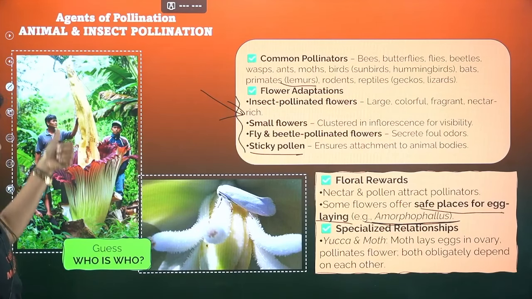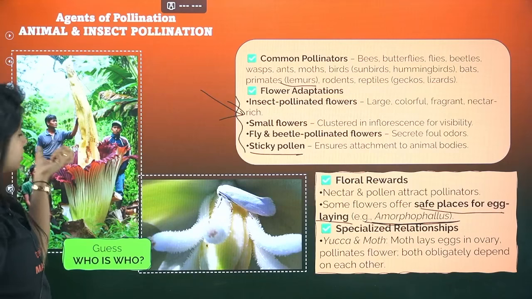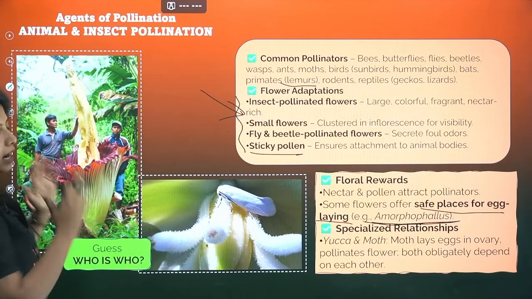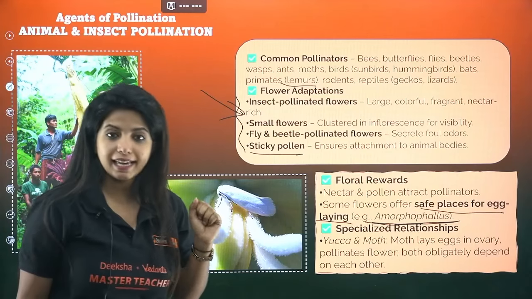Over here, if at all you see, this very big flower that you see is of Amorphophallus. It's like 2 human beings are there, it's even bigger than that. Here you find safe space for egg laying as well.